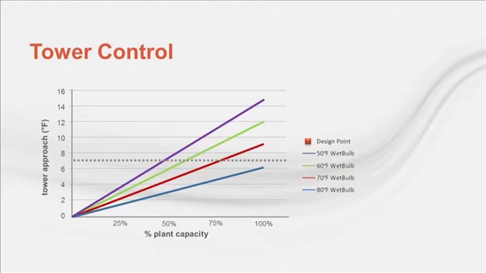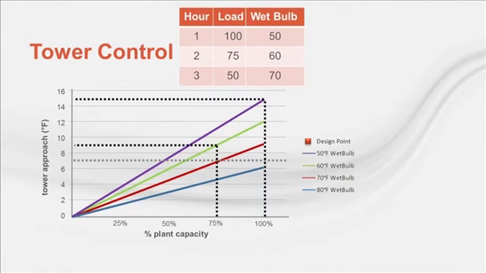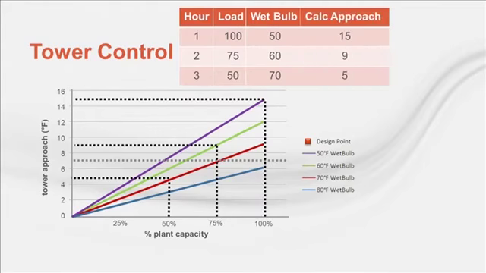Anything above the approach line will use the calculated approach. Again, we'll look at 3 hours, 3 different loads, and 3 different wet bulbs. The calculated approaches are 15, 9, and 5. Only hour 3 falls below the 7-degree fixed approach set point, which means hour 3 will be the only hour set to a 7-degree approach. Hours 1 and 2 will use their calculated approaches because the tower cannot achieve a 7-degree approach at these conditions.